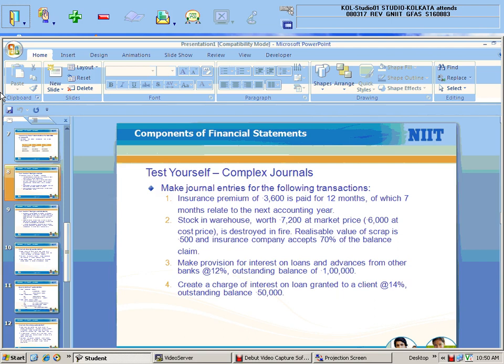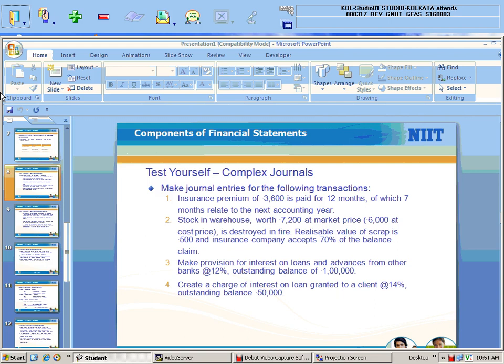Stock in the warehouse is worth 7,200 at market price, 6,000 at cost price. So in the books of account, what is the value for which the stock is shown? Stock will always be shown at the lower of the two, market price or cost price. The stock is reflected in the books at 6,000, and that is destroyed in fire. Conservatism principle requires it to be recorded at the lower of market value or cost. The cost being lower, 6,000, it is recorded at cost.